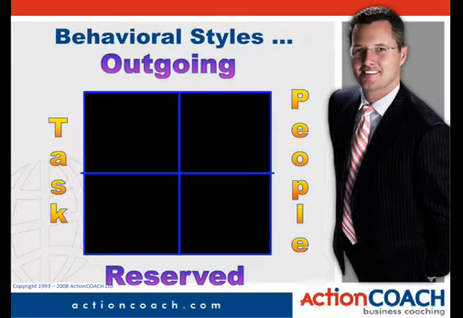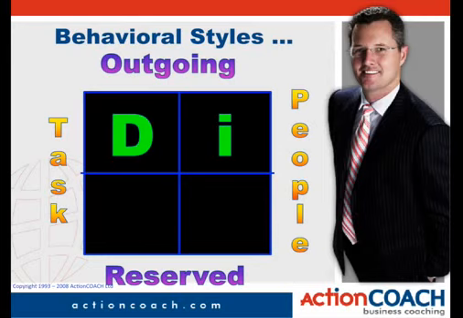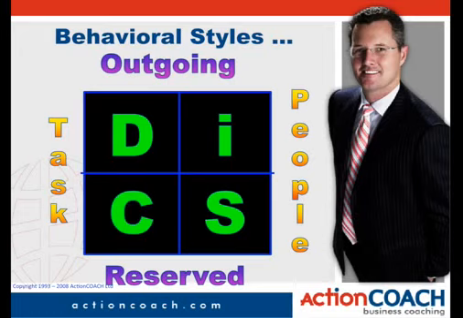Now let's put some letters in it and start to get some rubber on the road here. Top left, outgoing and task-focused are what we call our Ds. Top right, outgoing and people-focused are what we call our Is. Bottom right, reserved and people-focused are what we call S's. And bottom left, reserved and task-focused are what we call our C's. So what does it all mean?